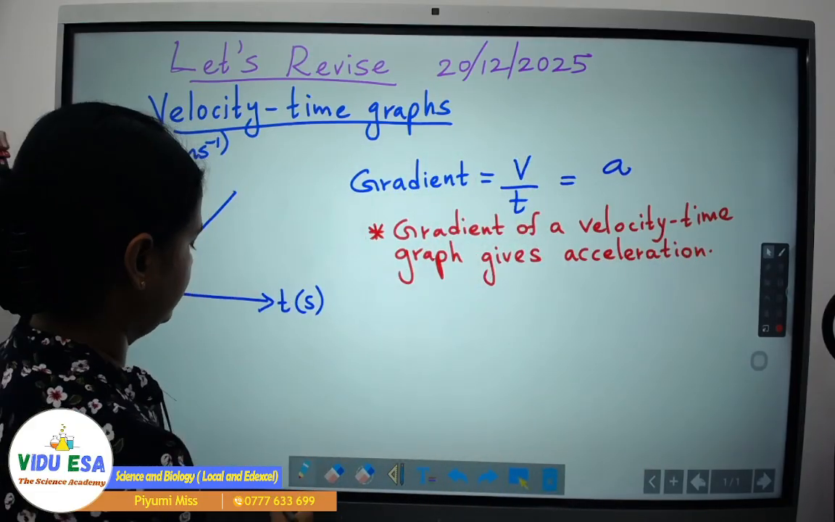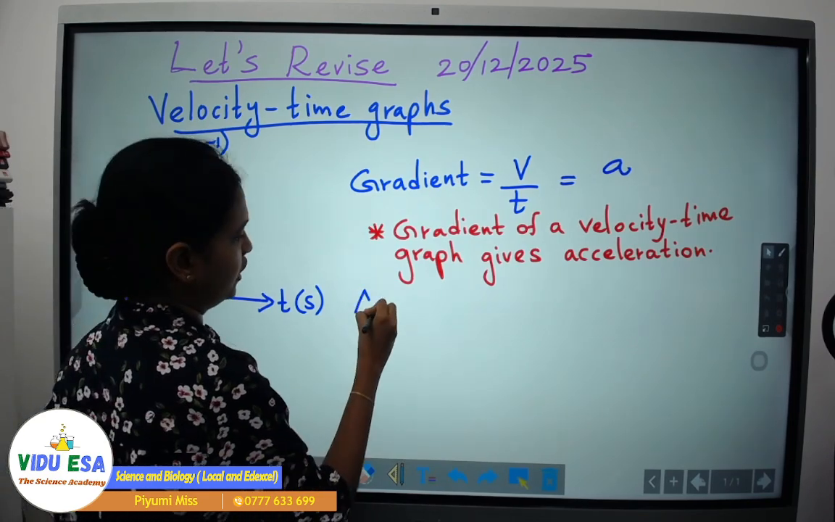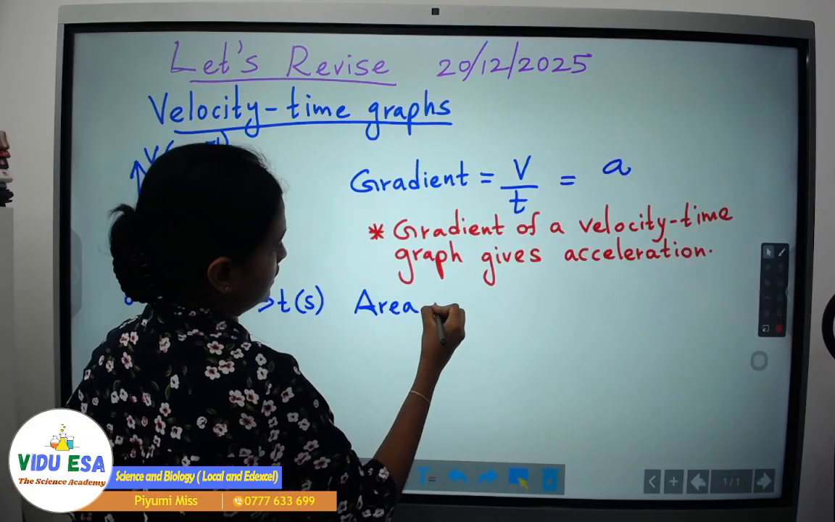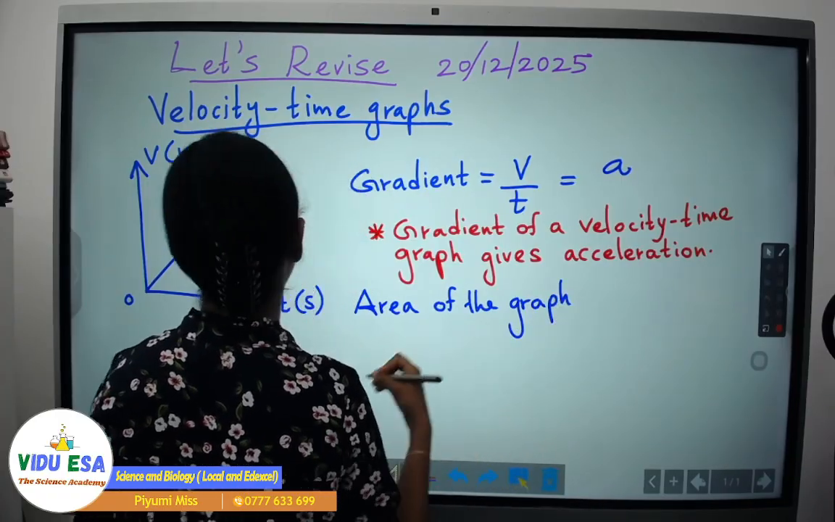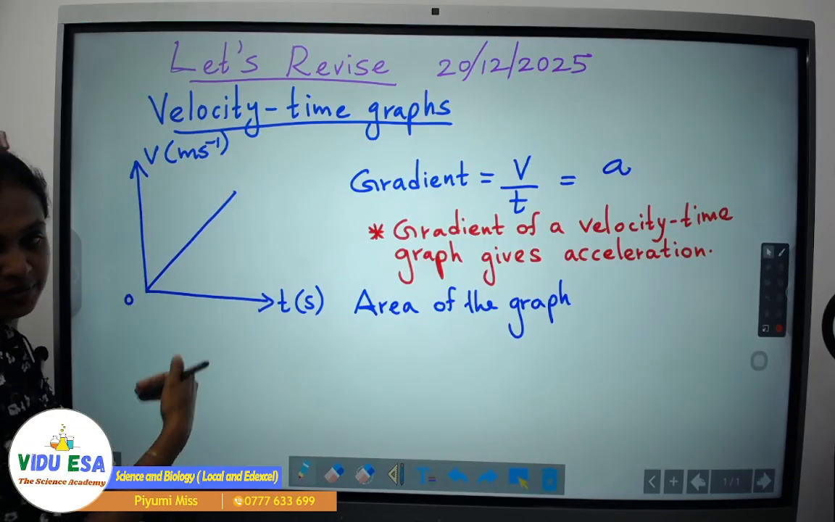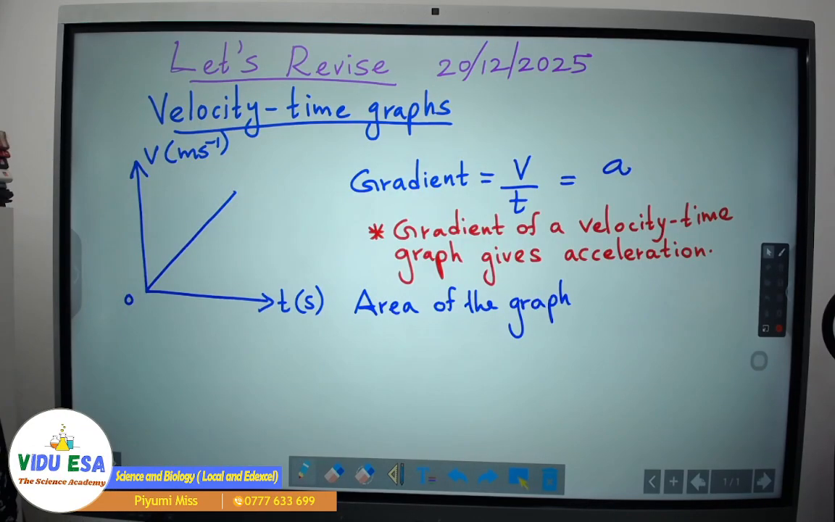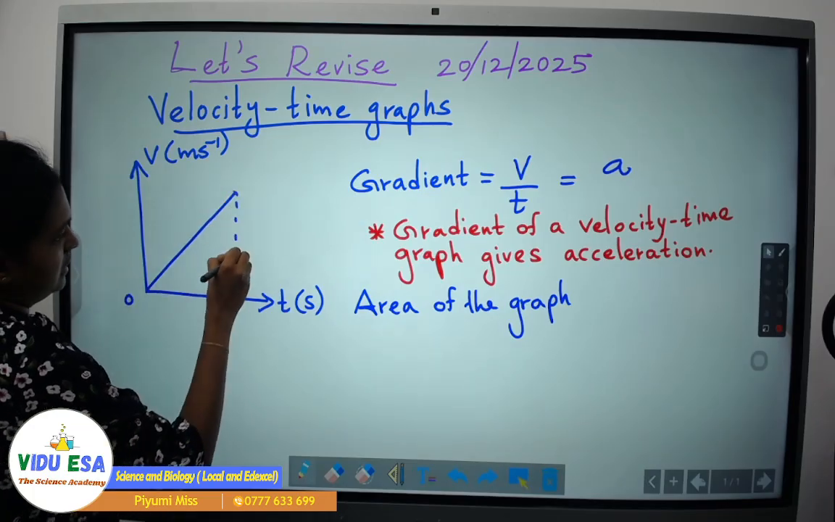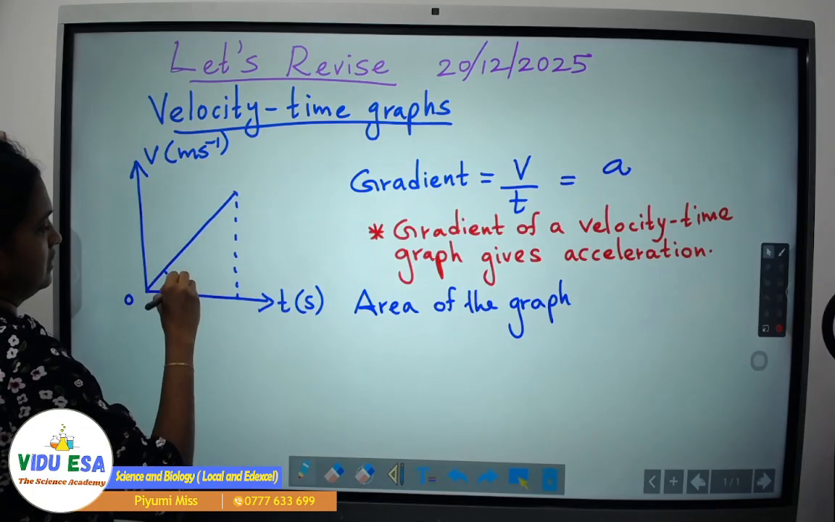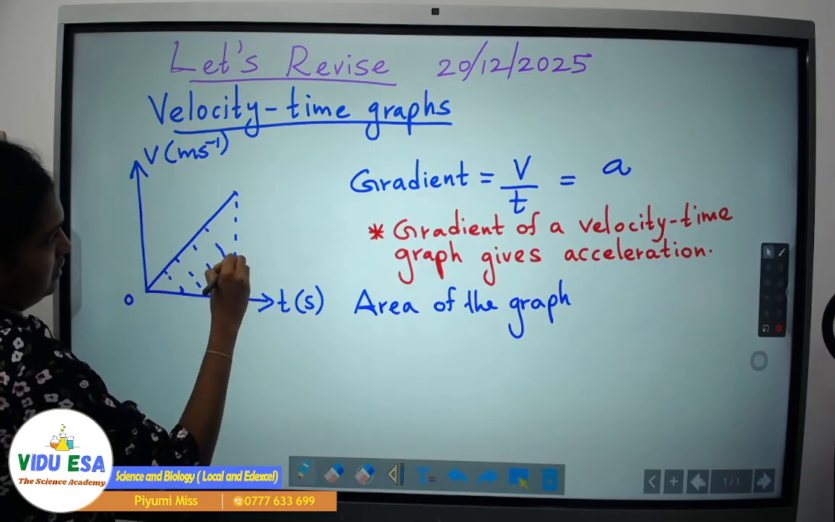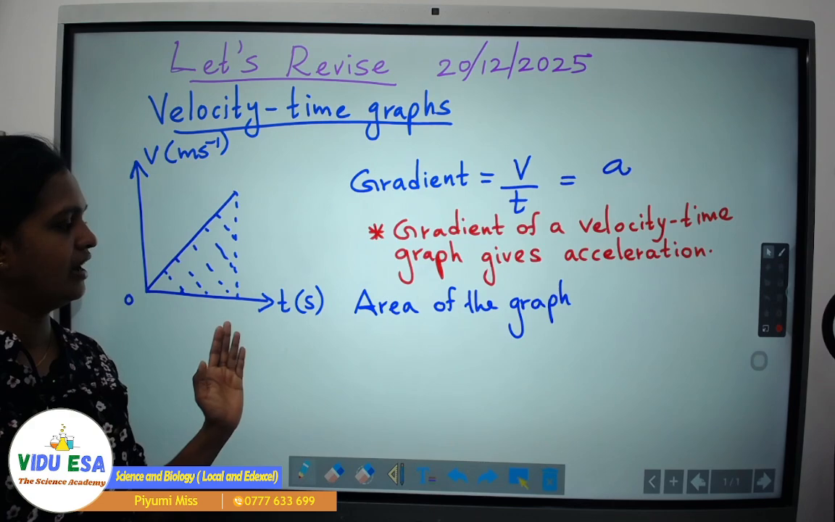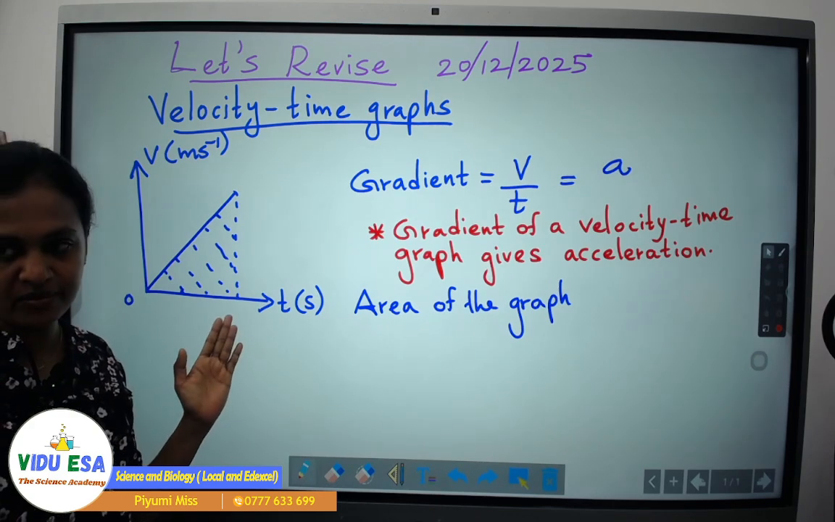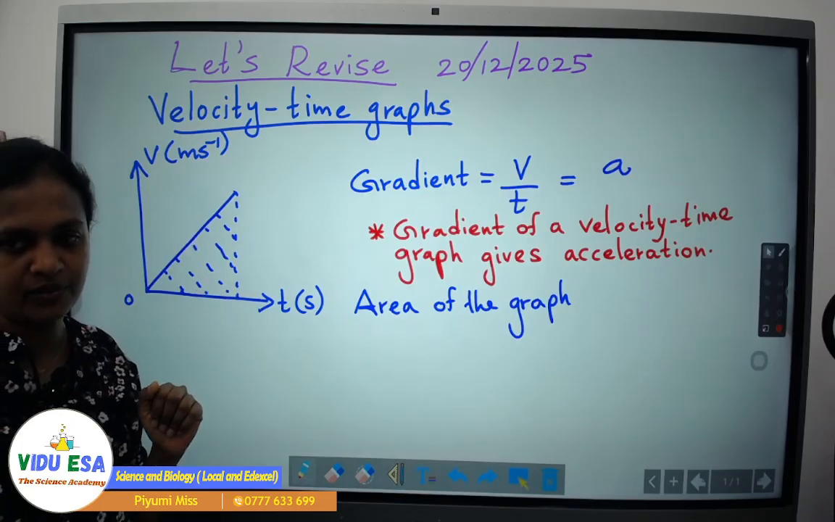Then another factor that we have to consider is the area of the graph. In a velocity time graph, we consider the area in between the graph and the time axis, this particular area. Since this shape is a triangle, we take it as half into base, which is the time axis, and the height should be taken from the velocity axis.